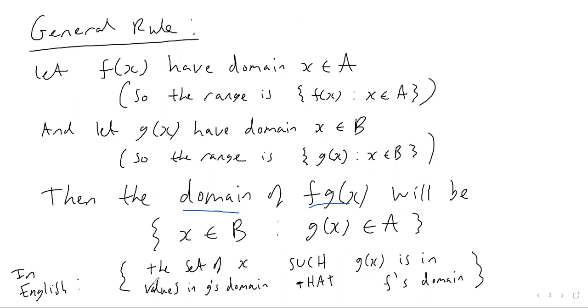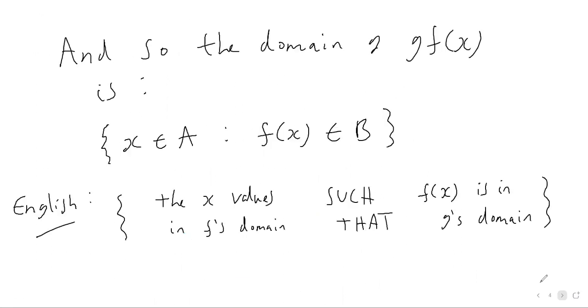So in English written words, what does this actually mean? The domain of f composite g is the set of x values in g's domain such that g of x fits into f's domain. As long as you've got x values which are in g's domain, and those x values give you g values that fit into f's domain, then you've got the domain of the composite function f of g. And a similar result applies here.